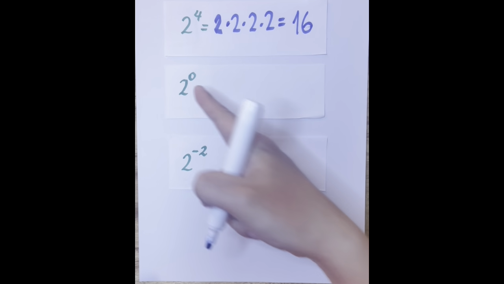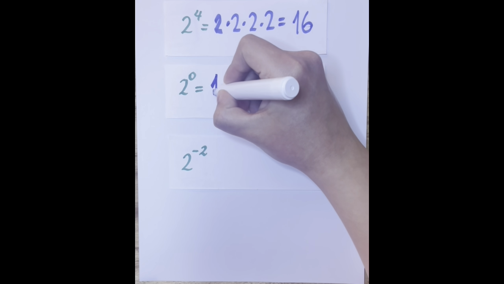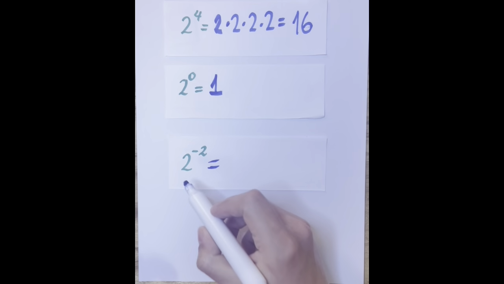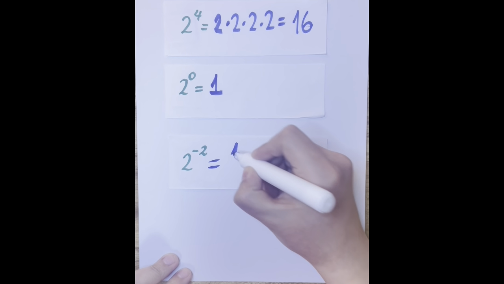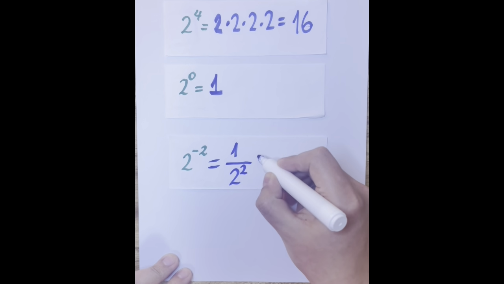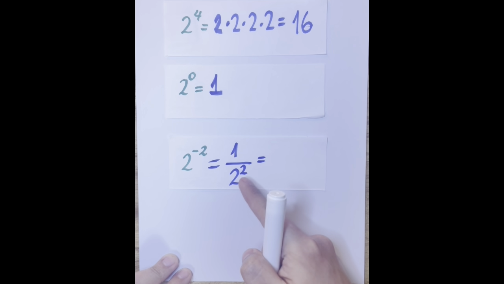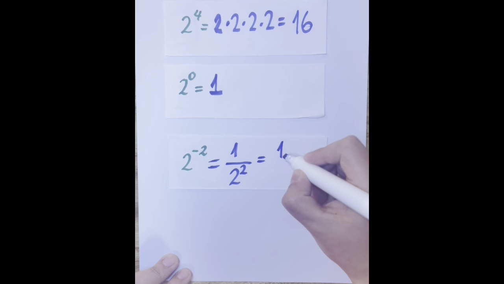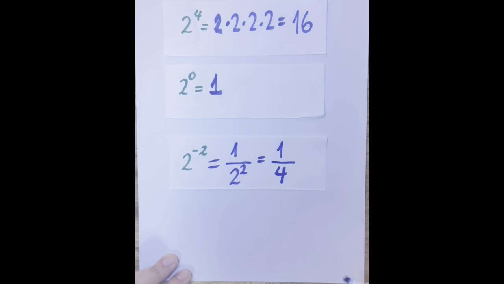Now what about 2 to the 0? Well, remember, x to the 0 is just 1. And now 2 to the negative 2 is 1 over 2 squared. Now what is 2 squared? Well, it's 2 multiplied by itself 2 times. So in this case, 1 over 2 times 2, so 1 over 4. And that would be it.